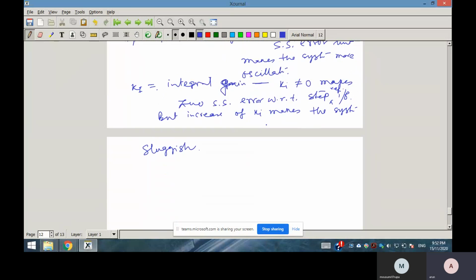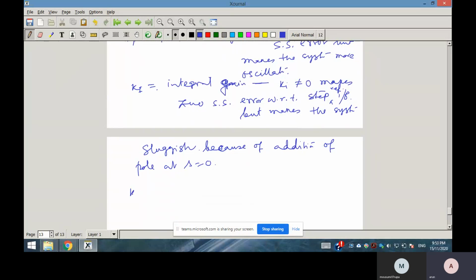I will just write that it will make the system sluggish. This is the main implication: it makes the system sluggish because of the addition of a pole at s equal to 0. So this is the main reason.